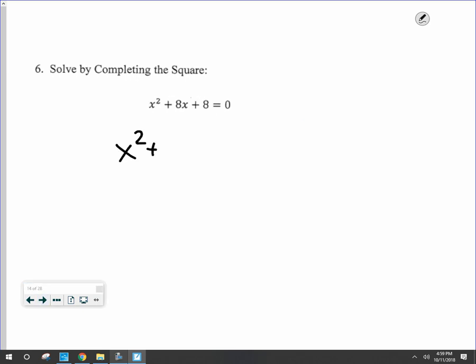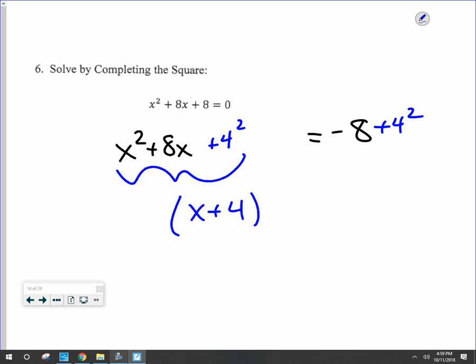Again, get the x squared and the x term on one side, the constant on the other side. Half of 8 would be 4. Always add and square. This side makes your completed square. And the other side, negative 8 plus 16 is positive 8.